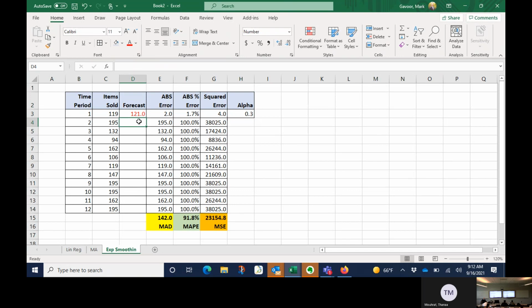Okay. So my next forecast is going to be, well, not there. It's going to be right here. Equals, what's that formula? Alpha, which is H3 in my case, times the actual, the previous actual, sorry.